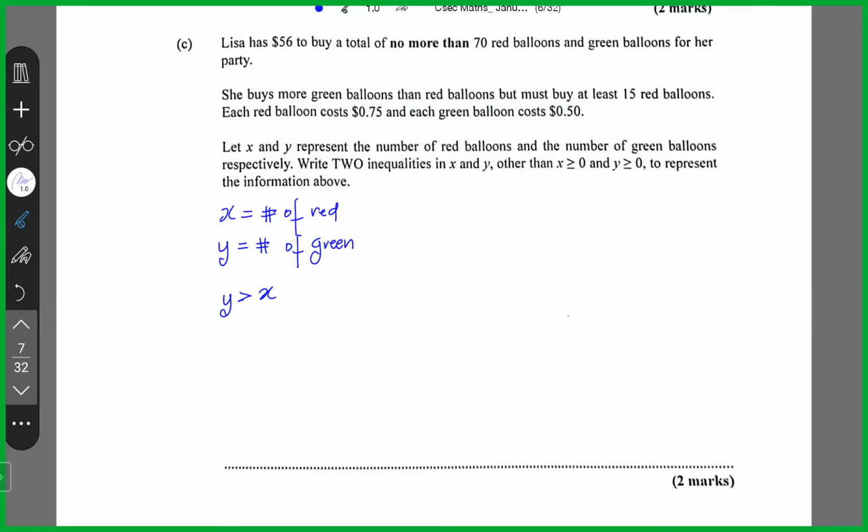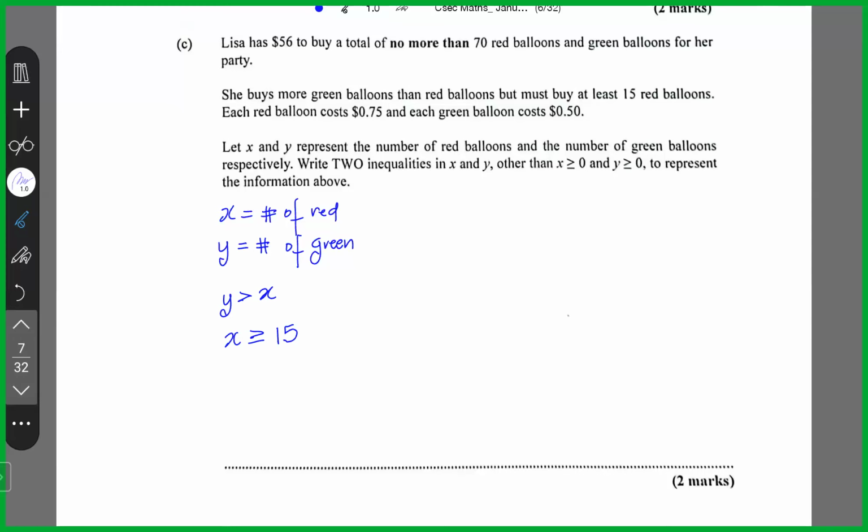But she must buy at least 15 red balloons. Now, at least is an inequality term, and it means greater than or equal to. So the number of red balloons must be greater than or equal to 15. So that's two are gone already.